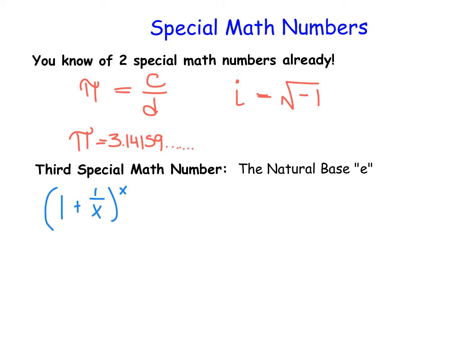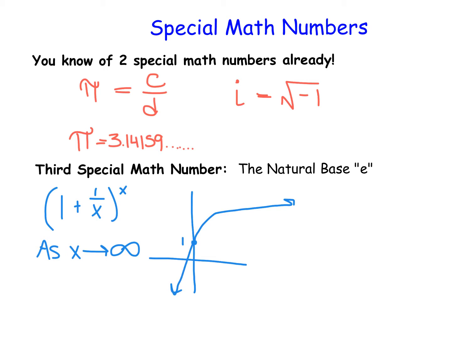And when we take that expression and look at what happens on a graph as x approaches infinity, basically what that means is, as x gets bigger and bigger, the graph looks something like this. It kind of shoots up through here at 1, and it shoots that way. And it gets really, really close to this number. This number that it's getting really close to is our natural base e. So that's where the natural base e comes from.